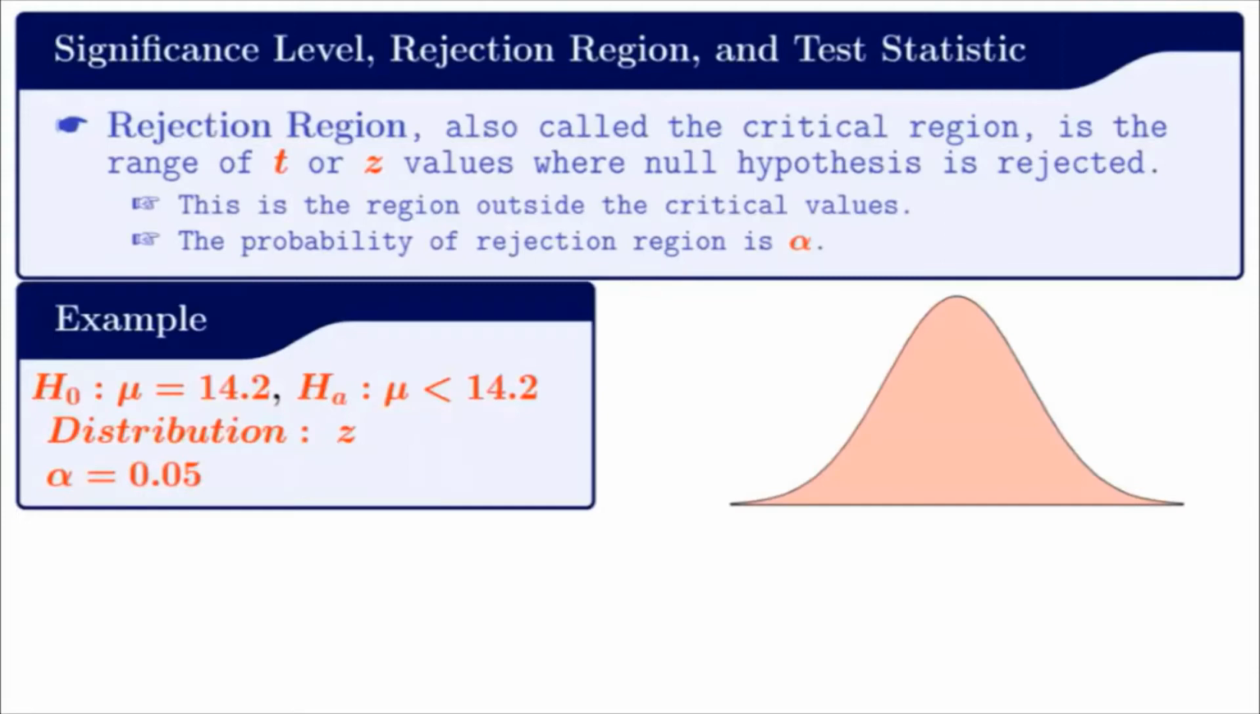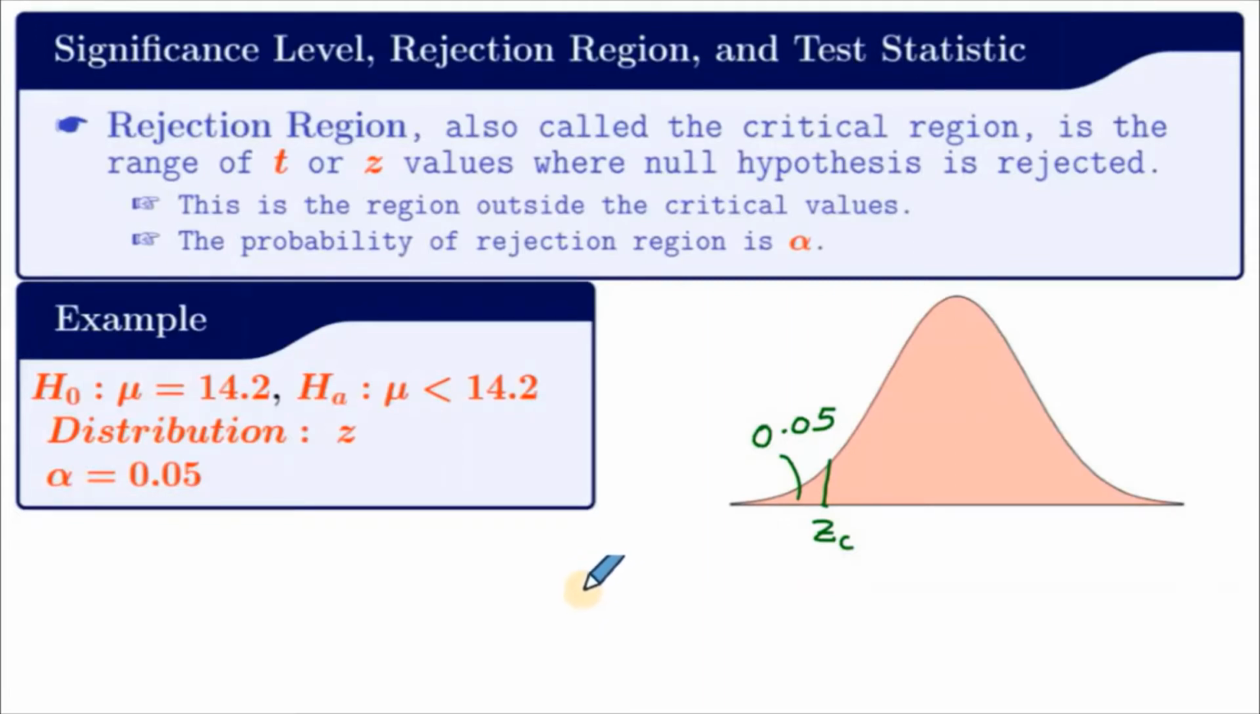Here, let's look at this example. In this case, we are given null hypothesis mean equals 14.2 and alternate hypothesis mean is less than 14.2. The distribution is the standard normal distribution Z, and significance level alpha equals 0.05. Here we are looking at the Z value such that the area at the lower tail is 0.05, and we are looking at the lower tail because the alternate hypothesis says less than.